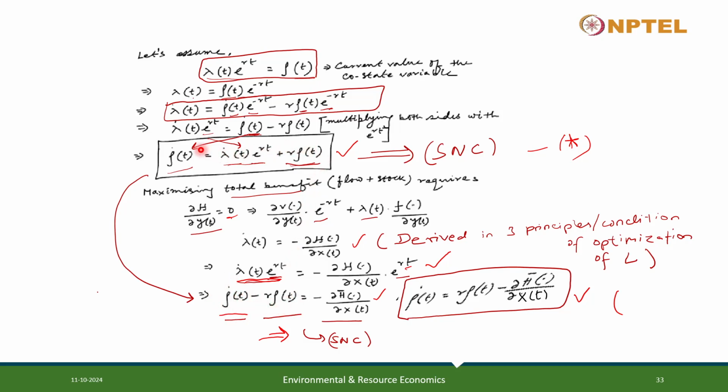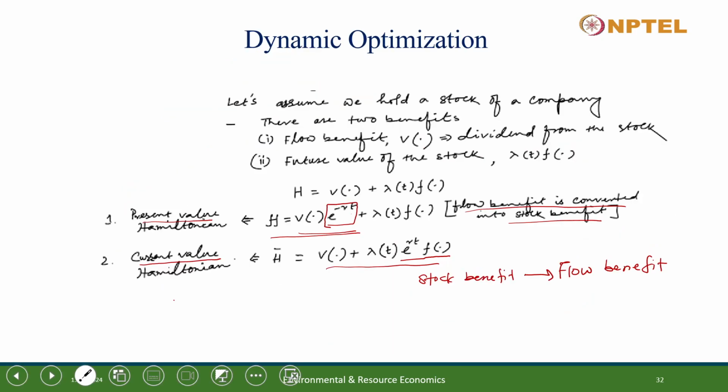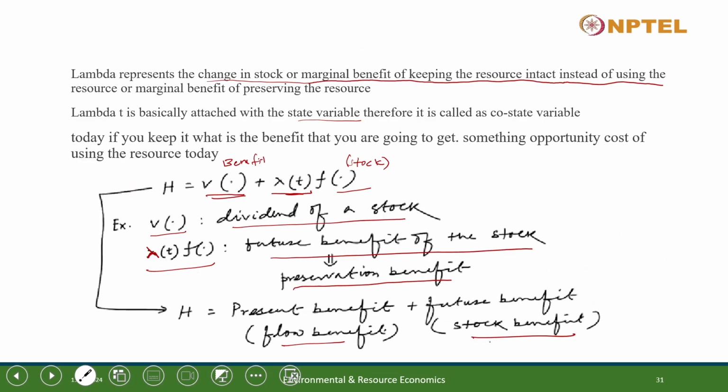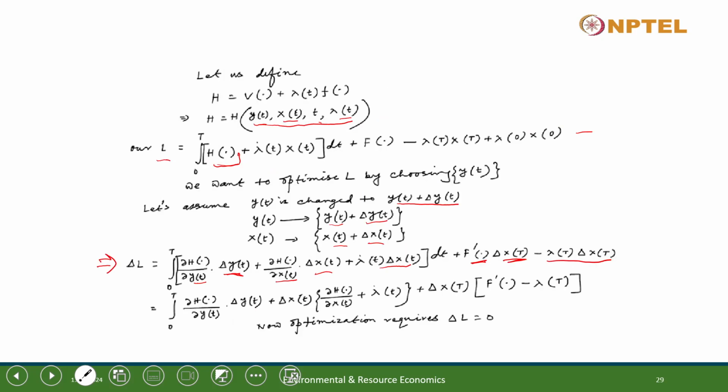Okay, so from here I'm writing lambda dot e to the power rt value, and this is equal to the change in the current Hamiltonian function with respect to stock. Again rearranging this term, I get rho dot t equals this value. These are all derivations which we will use to understand non-renewable resource utilization. Any questions on these slides, you can ask me, then we will move forward.